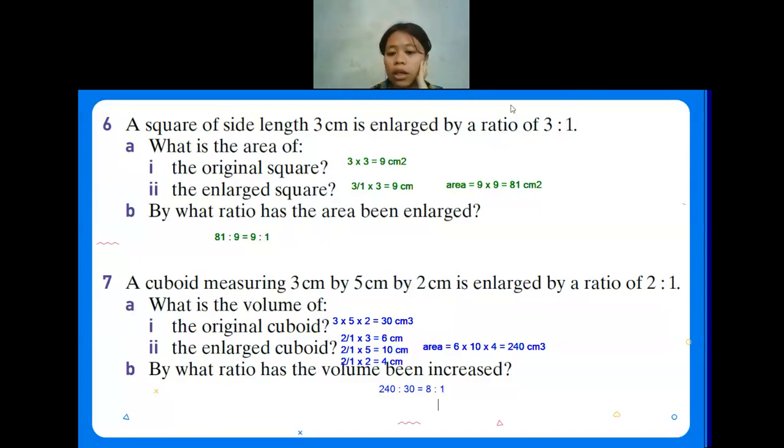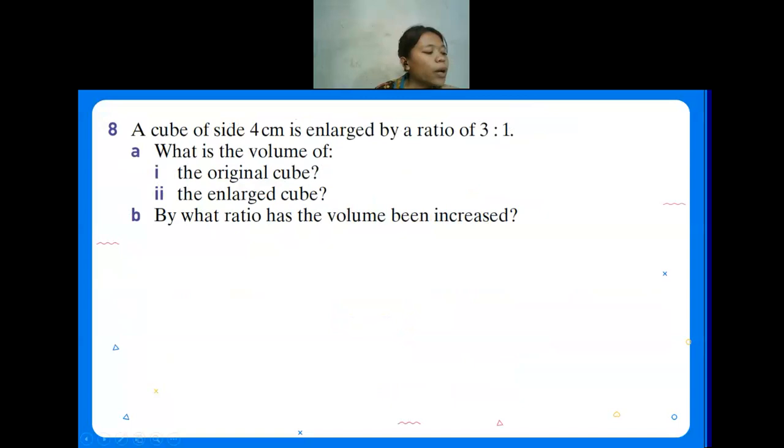Question 8. Are you done copying? Can I move? Yes, I will move to question 8. There is a cube with the side 4 centimeter. It's enlarged by the ratio 3 to 1. What is the volume of the original cube? Did you get 64? 4 times 4 times 4, so 4 to the power 3, which equals 64 centimeter cube.